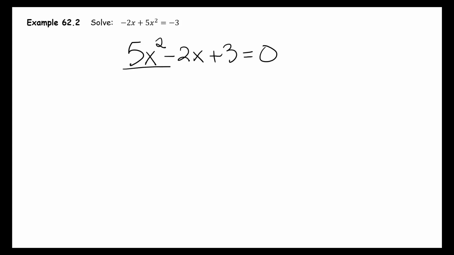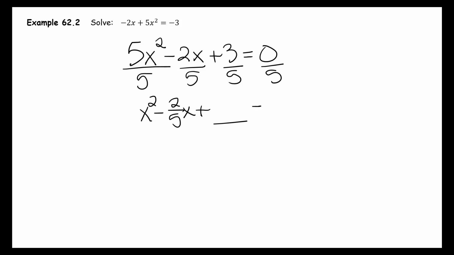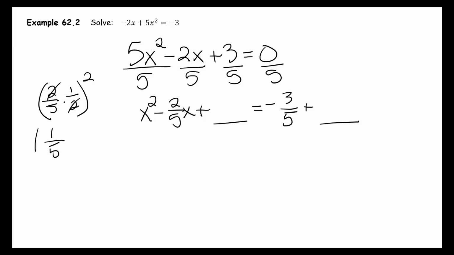I need to divide everything by 5 because the leading coefficient is not 1. So that's going to give me x squared minus 2/5 x plus blank equals negative 3/5 plus 0/5, which is just 0. And then I'm going to add the same thing to the right side that I add to the left side. We're going to take half the x coefficient and we're going to square it. When I do that, the 2's cancel and I'll have 1/5 squared, which is 1/25. So that's what I'm going to add to both sides.